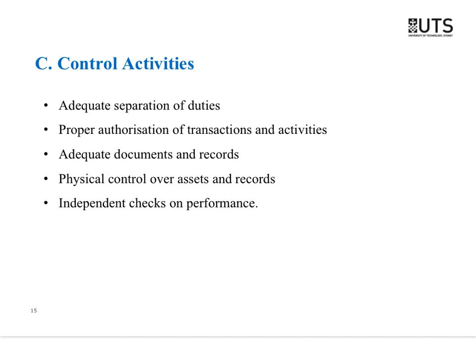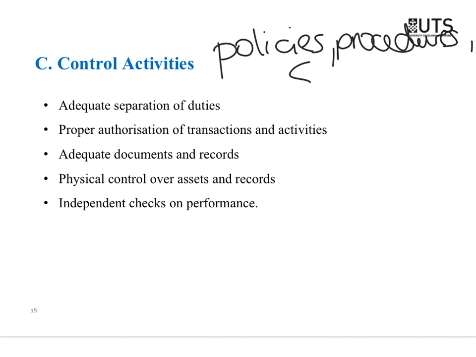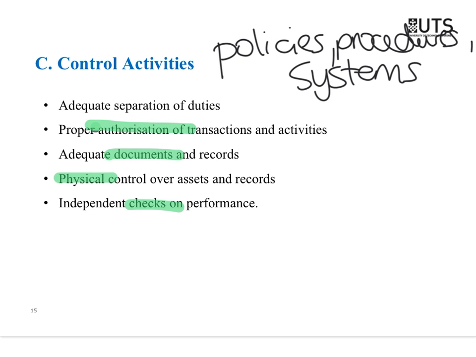Now, control activities. Now, remember, these are my policies, procedures, and systems to make sure that everybody is doing the right thing. And that could be employees as well as customers. So things could include having proper authorization of transactions, who can approve a transaction, having good documents and records, physical control, checking that things are being done. But one of the key ones is something that we call separation of duties. Different people doing different jobs.